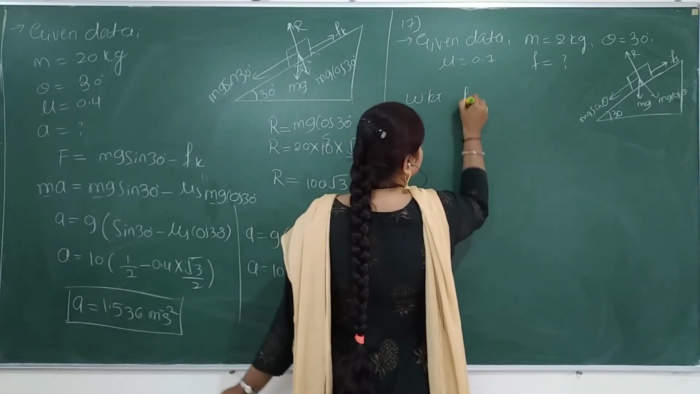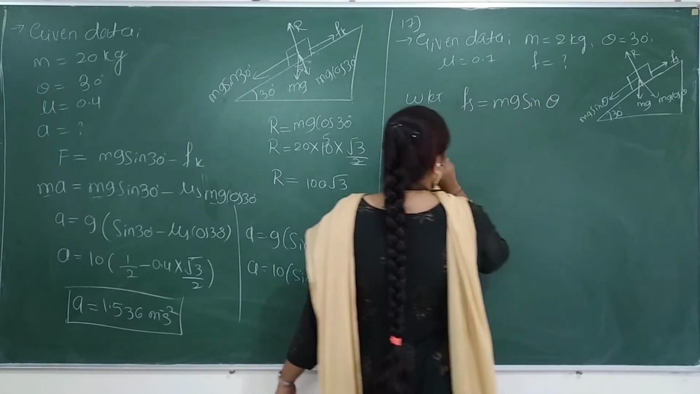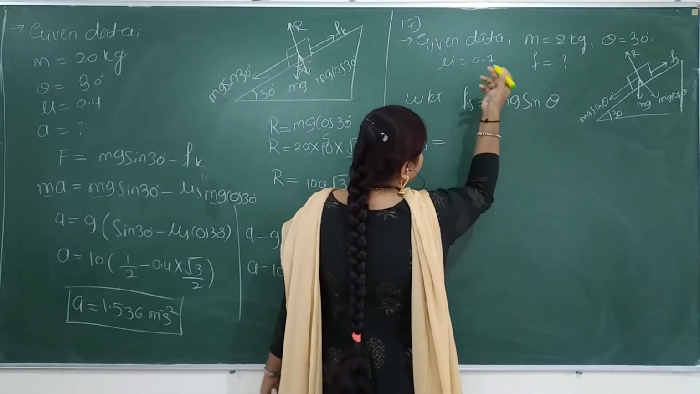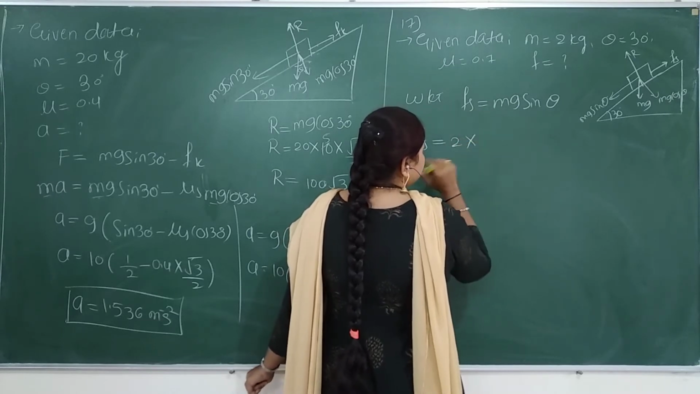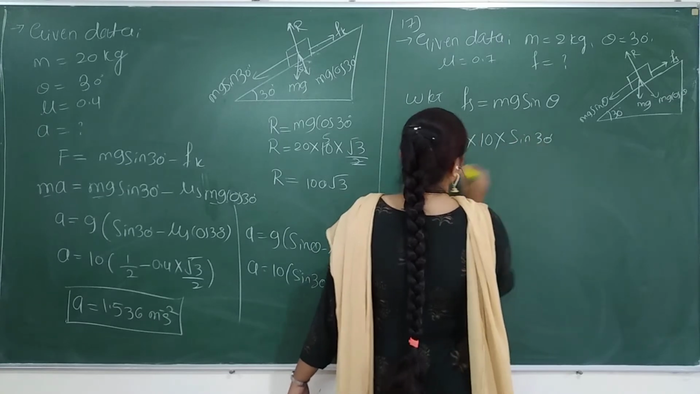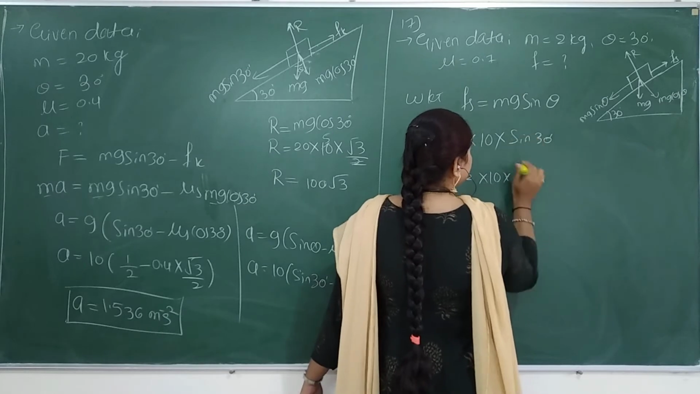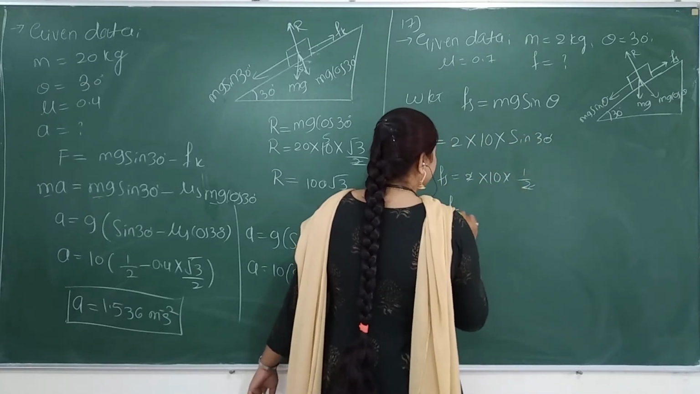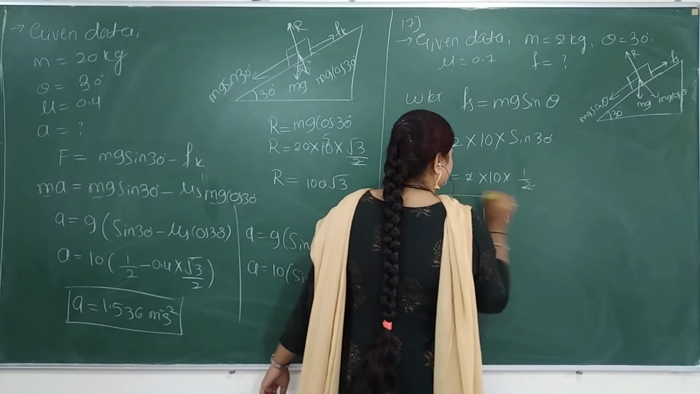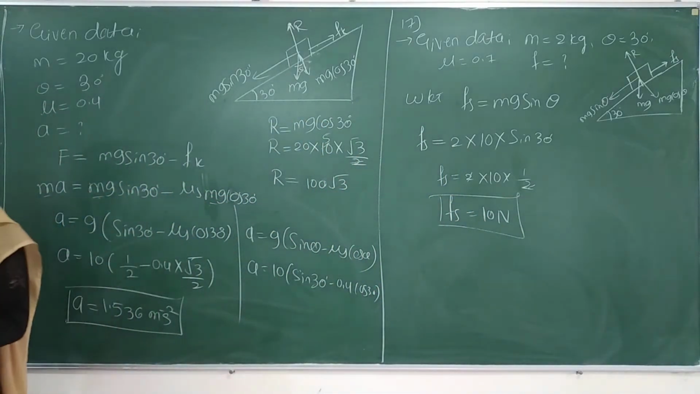You know that Fs is balancing with the component mg sin theta. So Fs is equal to m, which is 2 kg, times acceleration due to gravity, 10, times sin 30, which is 1 by 2. The 2s cancel out, so the frictional force is 10 Newton. With 10 Newton, the inclined plane is applying the frictional force to that block to hold it.